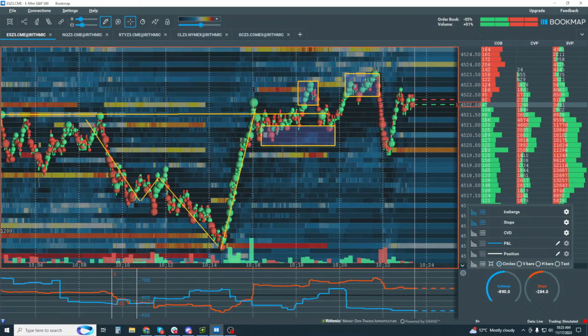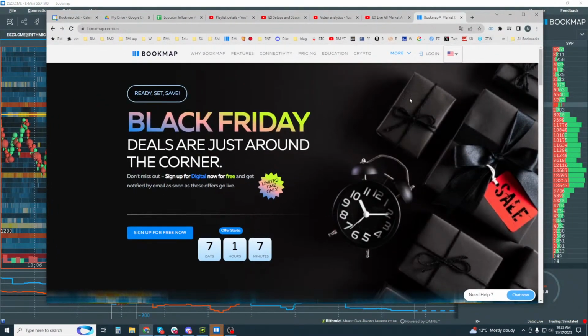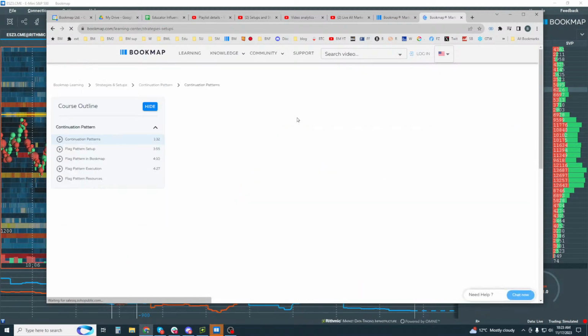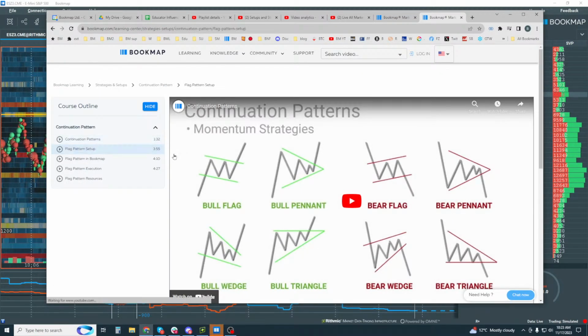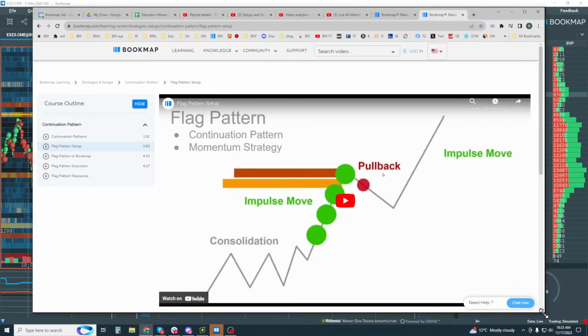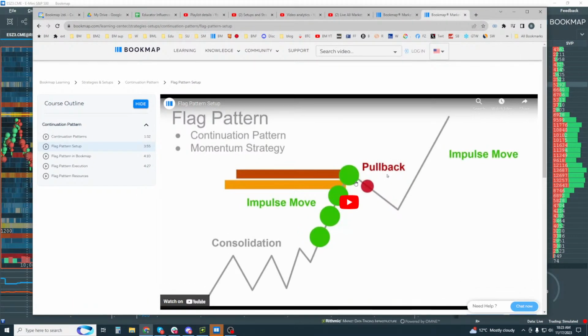Anyway, the main point I want to cover here: click on the More button, go to the Learning Center, go to Strategies and Setups, and then the flag pattern. This is a continuation pattern, and we go through the elements that make up the pattern and the order flow elements. The candlestick chart is not going to show you these details or liquidity. And this is what we want to understand, because the name flag does not matter. It is all about the trader's behavior within here that we want to understand and measure. That will give us the higher probability setup.